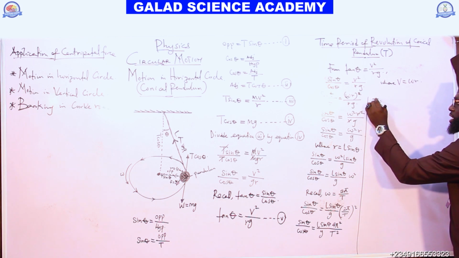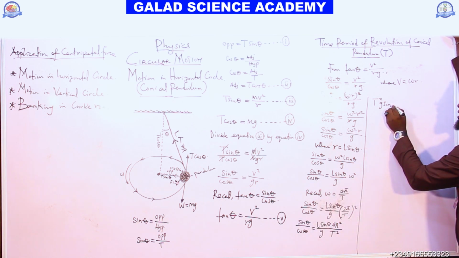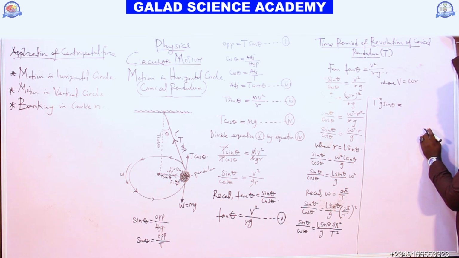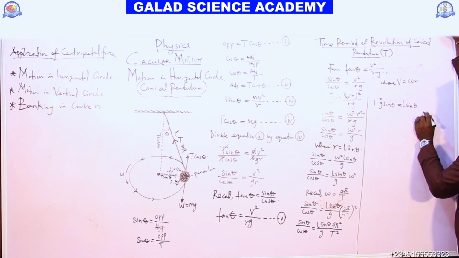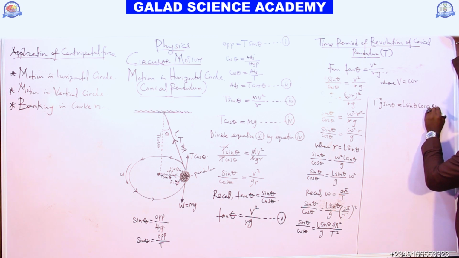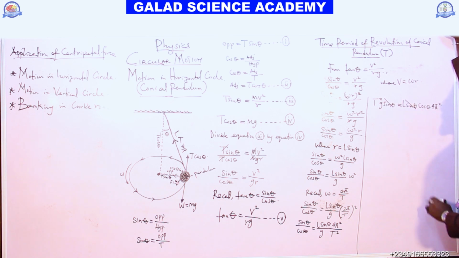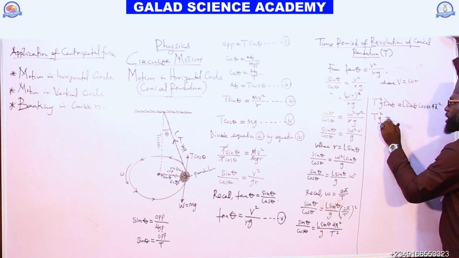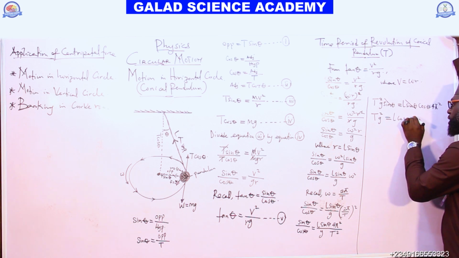We have T squared g sine theta. This will go here, sine theta, and this one will come here. You now have equal to m sine theta cos theta over 4 pi squared. This sine theta will kill this sine theta. But don't forget that you now have T squared g m cos theta over 4 pi squared.